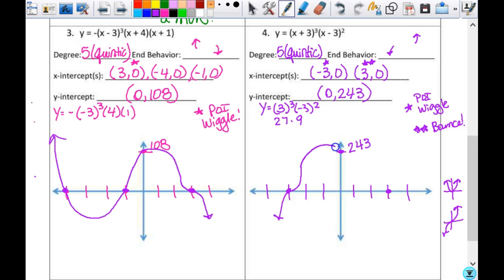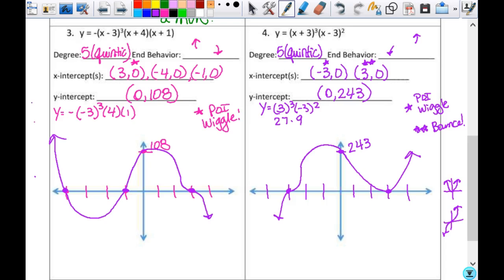We're going to go through 243, and then what happens at this one? We have a bounce. It comes back up like that. So my end behavior, down, up. That wouldn't have happened if I ignored my bounce, right? So if you know what your end behavior is and what's happening at the axes, then you'll be able to get your pieces in there just fine. Okay? We all good? Any questions at all? Not that bad, right? Awesome.